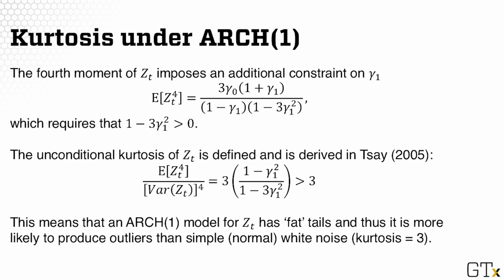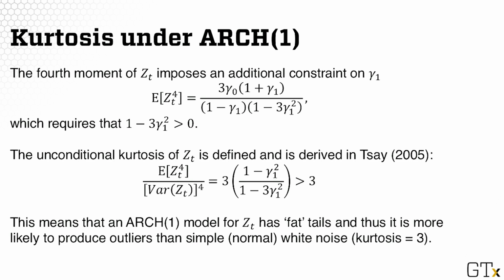In order to ensure strong stationarity, we need to impose additional constraints on gamma 1 for ensuring that the fourth moment of zt is finite. The fourth moment, assuming normality, is provided on the slide. In order for this to be finite, we also need to impose the additional constraint that 3 times gamma 1 squared is smaller than 1.